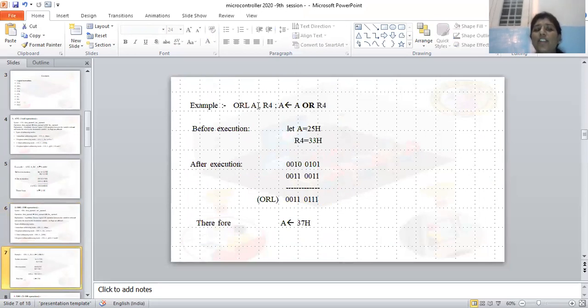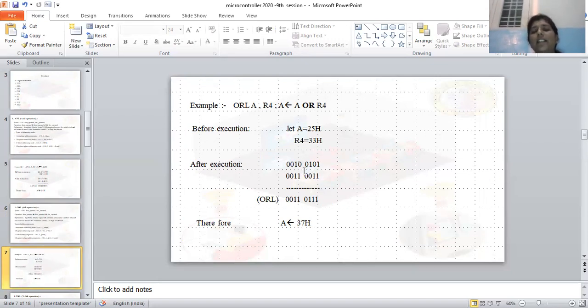Here the destination operand should always be the accumulator. Before execution, let us consider accumulator A is equal to 25H and the register R4 content is equal to 33H. Convert that into binary: 00100101 and 00110011. Then perform the OR operation between these two 8-bit data. In an OR operation, if both the inputs are 1, the output is 1. If any of the inputs is 1, then the output will be 1. If both the inputs are 0, the output will be 0.